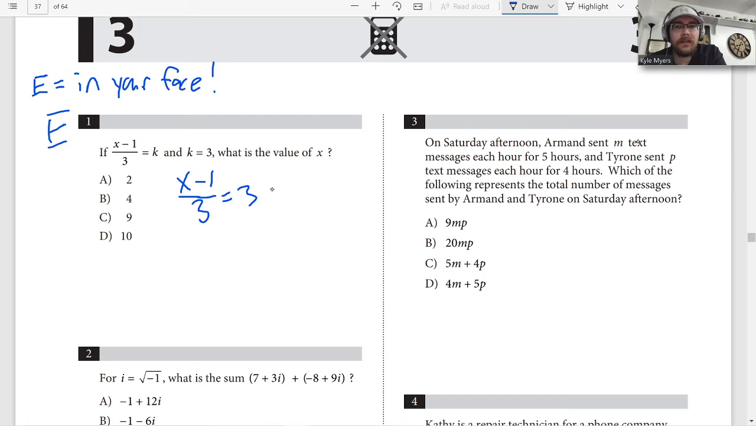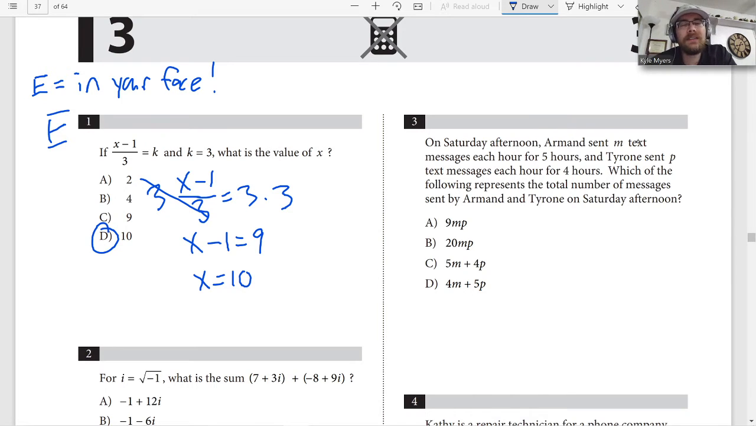And then we solve for x. So multiply by 3. Boom, boom. X minus 1 equals 9. Add 1 to both sides, so x equals 10. All right, so that didn't take that long. That took me, what, 20 seconds maybe?